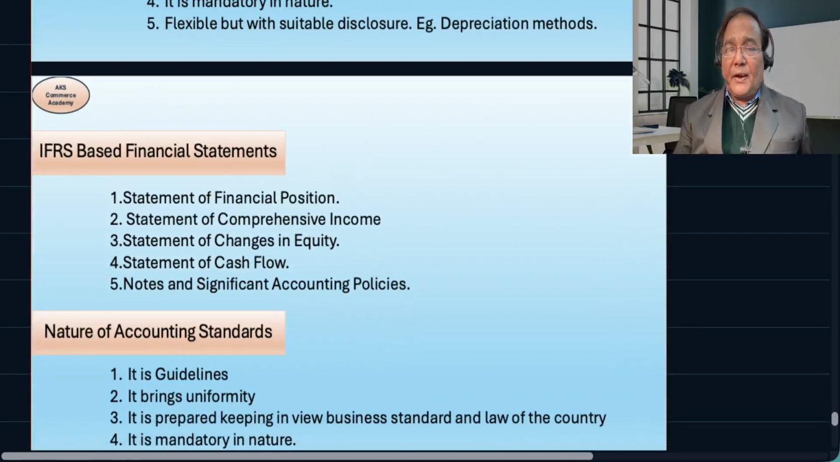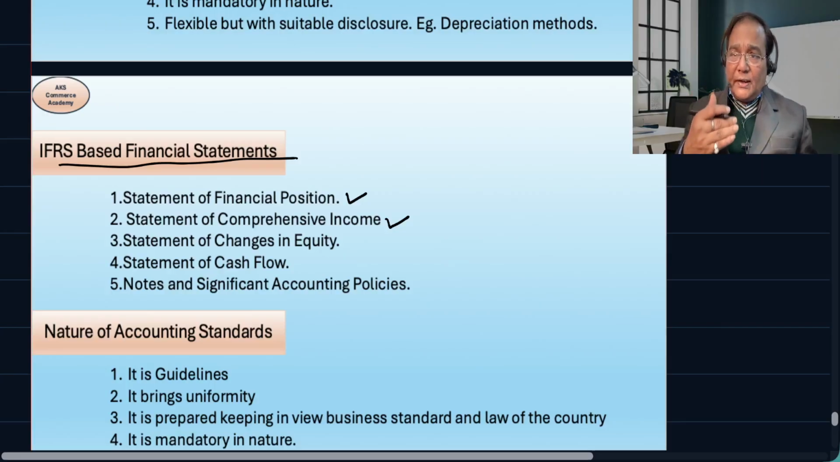IFRS based financial statements. So a statement of financial position, comprehensive income, statement of... So the IFRS based financial statement is prepared by IFRS. So what all does it cover? It covers the financial position of the organization, which is the trading account, profit and loss account, and balance sheet. Though the formats are defined, they are framed by IFRS. However, by and large, it gives us the information about the financial position of the company.